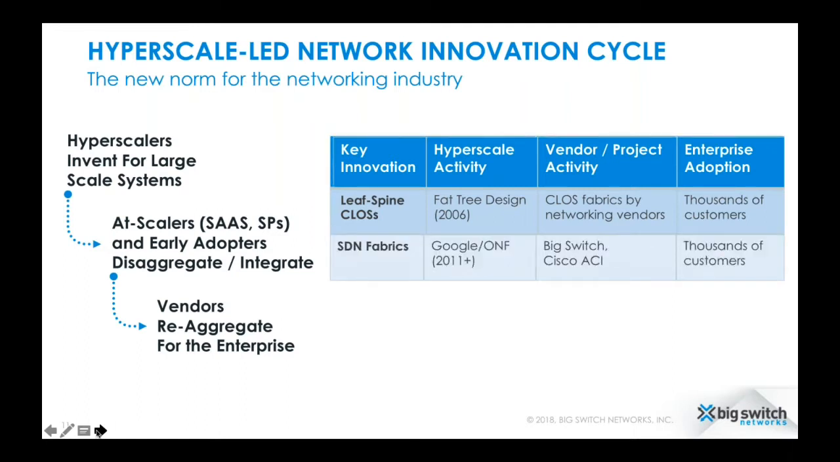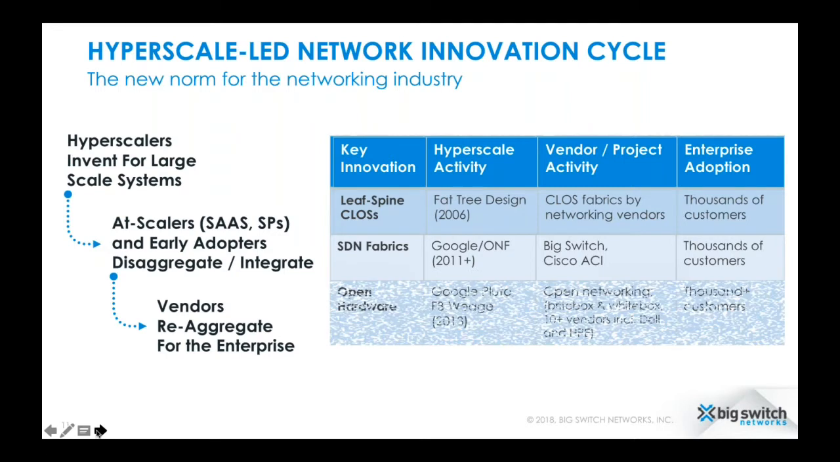Next one is SDN fabrics, right? Google and others have talked about this. ONF led the initiatives very early in this decade, and we've seen a variety of SDN fabrics emerge. Certainly our Big Cloud Fabric is one, Cisco ACI is another one, and multi-thousands of customers have deployed this in the enterprise. And finally, open hardware.